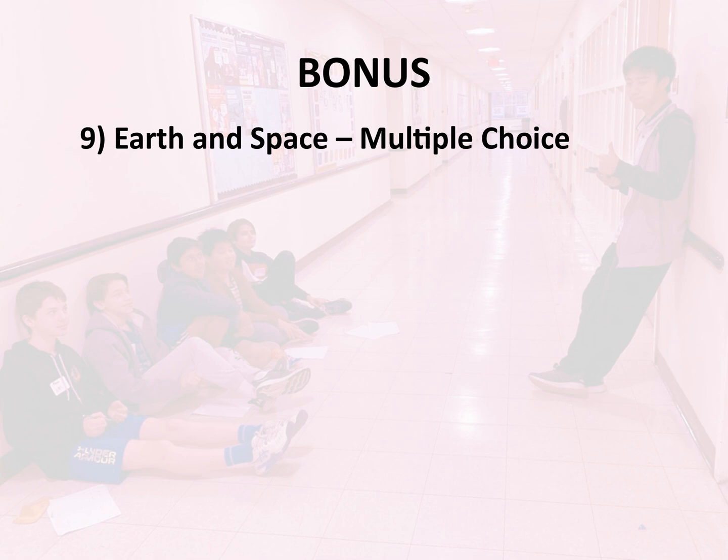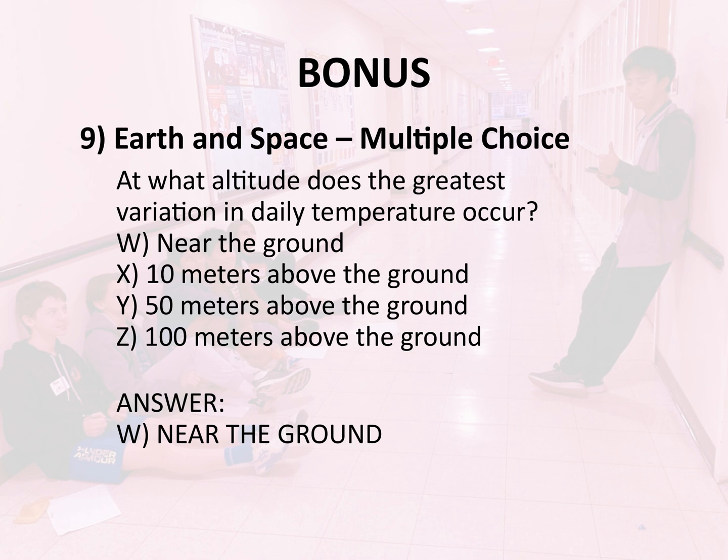Bonus, 9. Earth and space, multiple choice. At what altitude does the greatest variation in daily temperature occur? W. Near the ground. X. 10 meters above the ground. Y. 50 meters above the ground. Z. 100 meters above the ground. Answer: W. Near the ground.